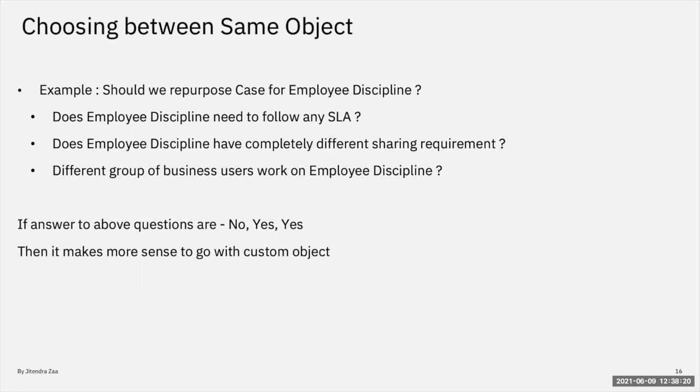So always, when you are thinking that you would just go ahead and create a record type, ask a few business related questions. What is the purpose of case? Cases are all about SLAs, milestones, multi-channel support, right? Do we need all those things in employee discipline? If not, why not just create a custom object and go with it?